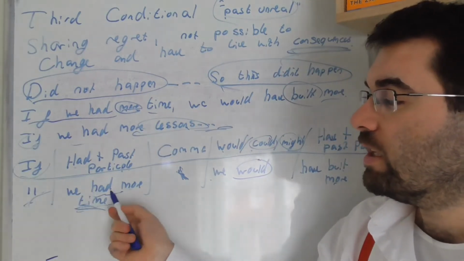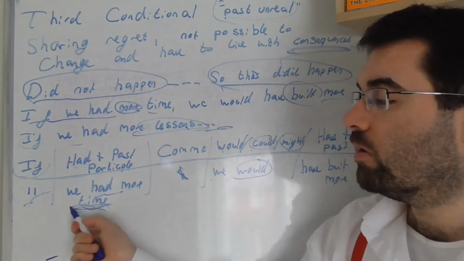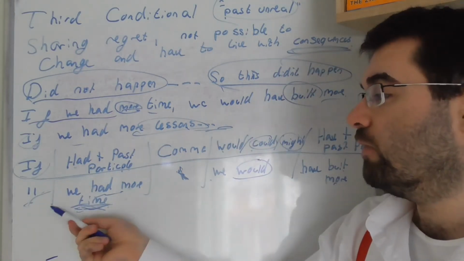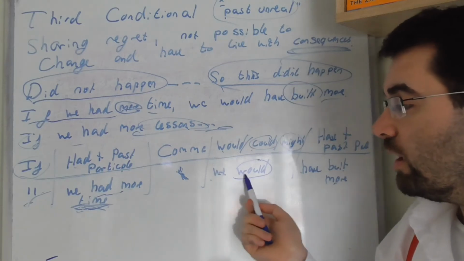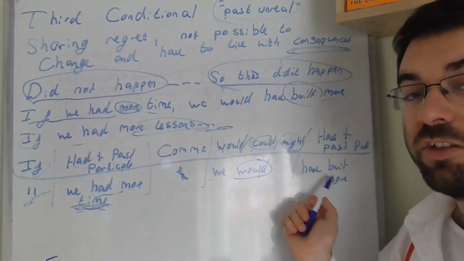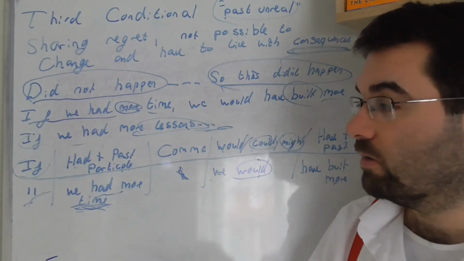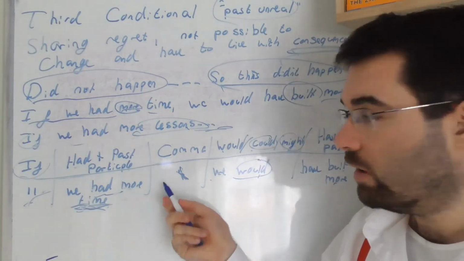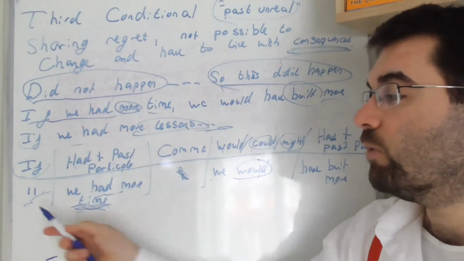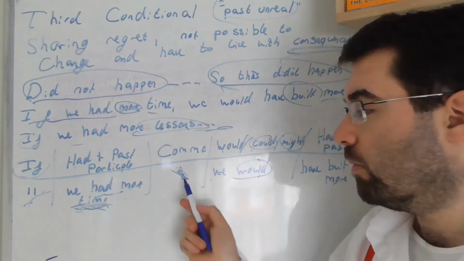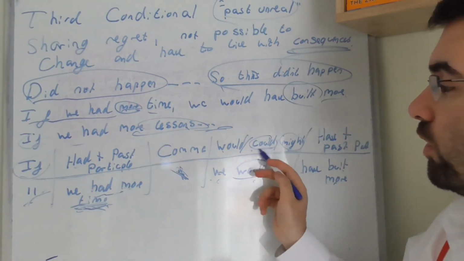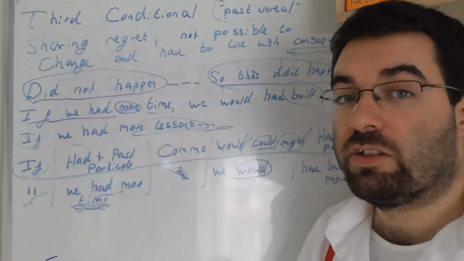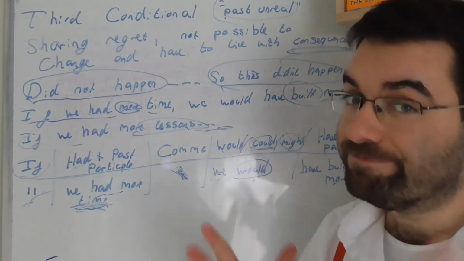If we had more freedom, we would not have to pay so much tax. If we had more opportunities, comma, we could have invested a lot more into shares and property.